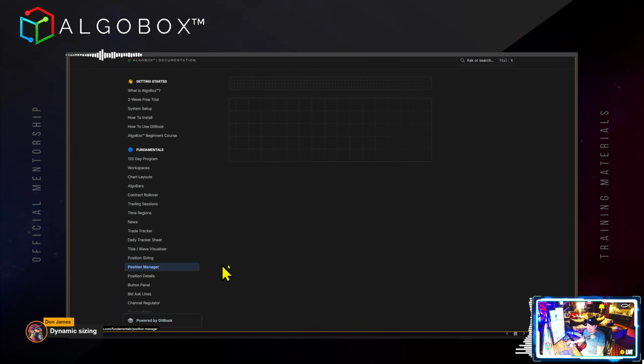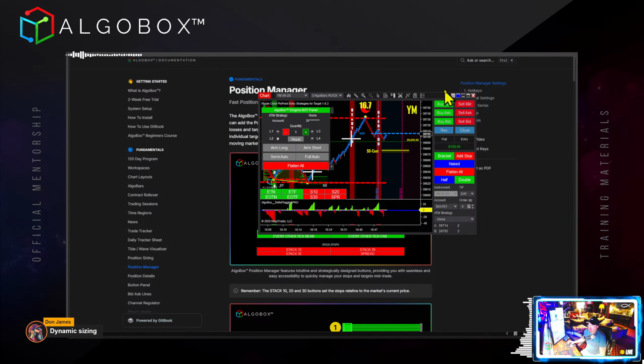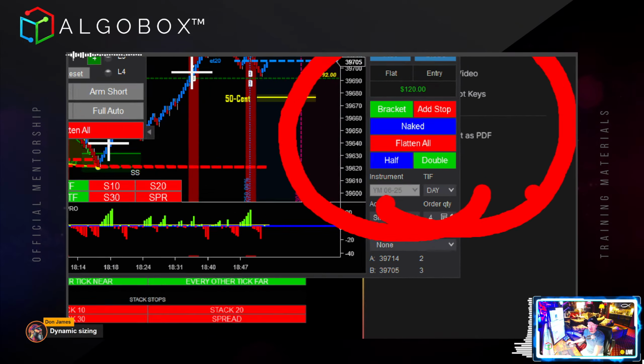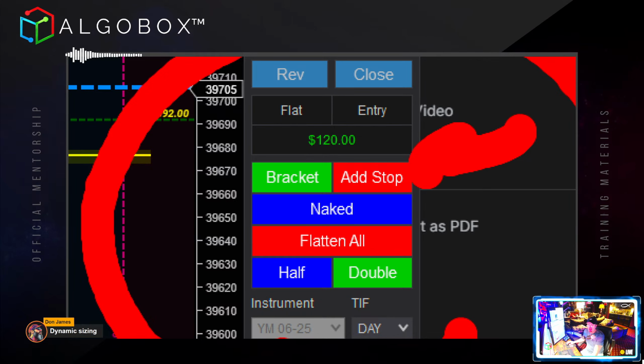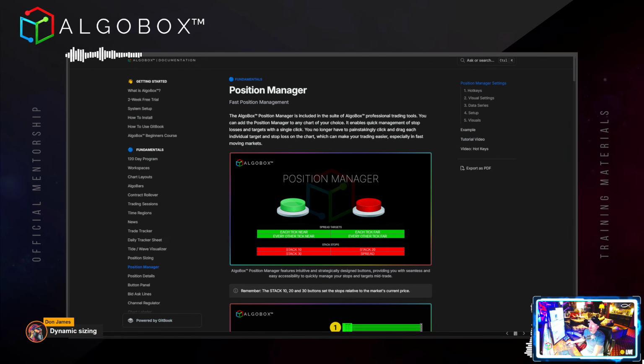We're going to go into the position manager buttons. I showed you some of those just moments ago when someone was asking what to do if they're playing on this. That is going to be these brackets, add stops, naked, flatten all, half, and double. These are buttons added by AlgoBox. These are not included with NinjaTrader. These are in the AlgoBox system there for you.